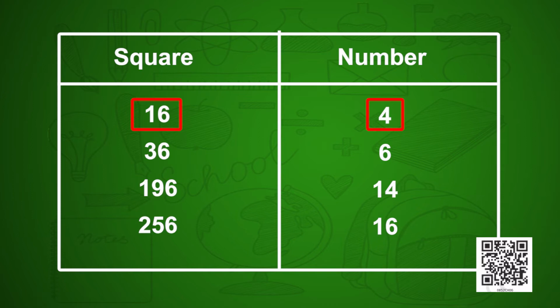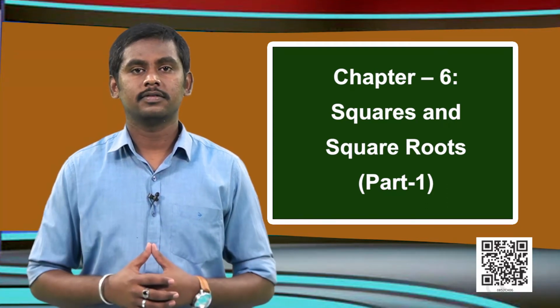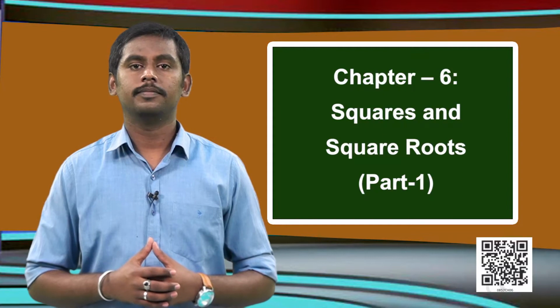The square of 4 is 16, the square of 6 is 36, the square of 14 is 196, the square of 16 is 256. We can see that whenever a square number ends with 6, the number for which it is a square will have either 4 or 6 in its units place. Students, by now we have seen three properties. Now, let us try to observe a few more.